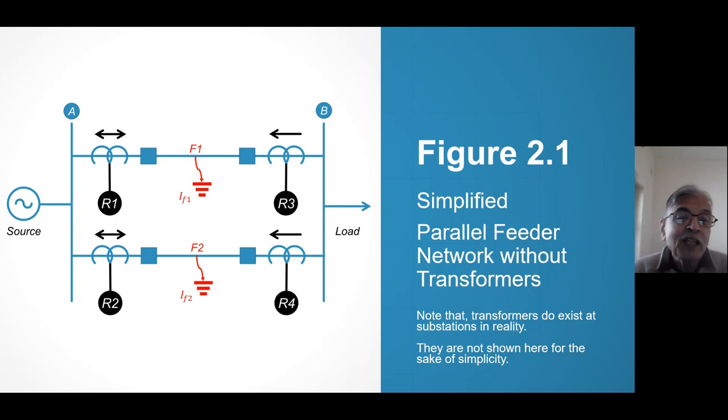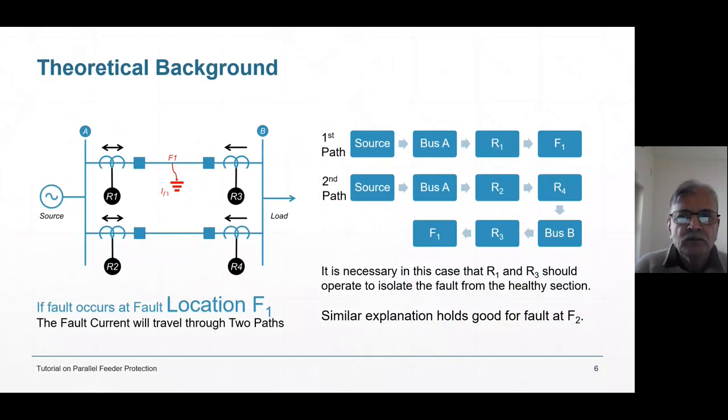Now, you may say that if a fault occurs at F1 and R1 fails, then who will give backup? If R1 fails, then the protective system at the generator end will give the backup, right? So this is what you have to understand. This is all that I talked about.